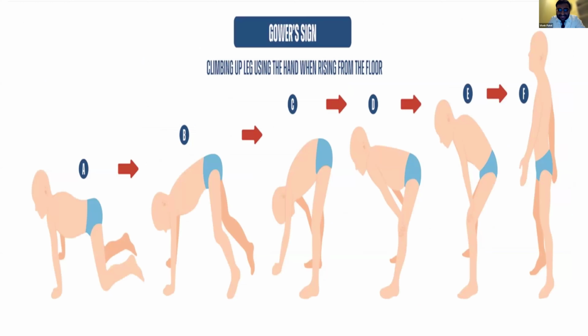So this is the Gower's sign, which is commonly seen in DMD and BMD. DMD commonly affects the muscles of the lower limb, and upper limb muscles are less involved. So due to the difficulty in the lower limb muscles, the patient will not be able to stand on his own. So he will make use of his hands to stand up. You can see in this picture how the patient is trying to stand from sitting position.